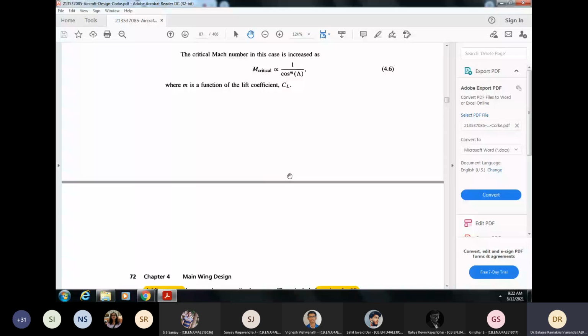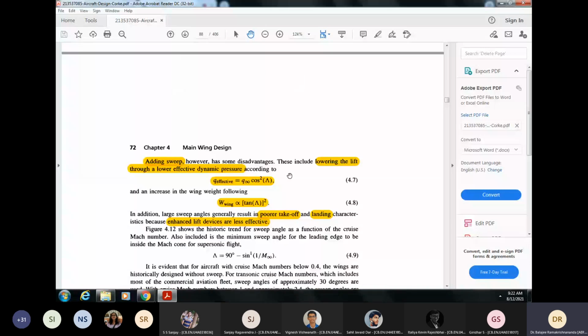But adding sweep has a disadvantage. It will actually decrease the wing area, so the lift becomes less. Also, lower effective dynamic pressure will further reduce the lift, because the effective dynamic pressure will be q cos squared gamma.